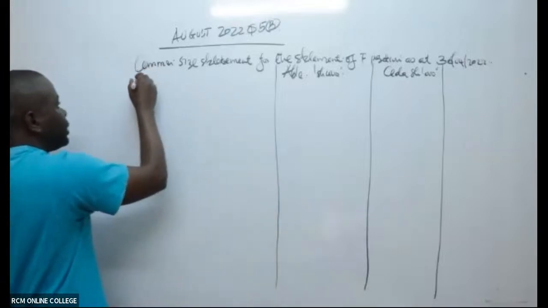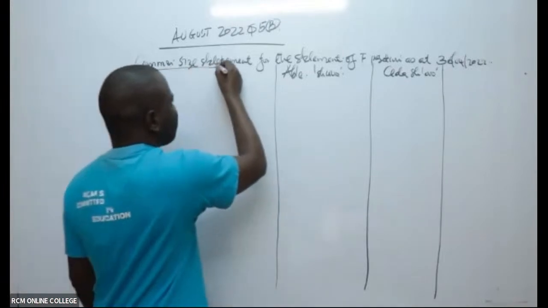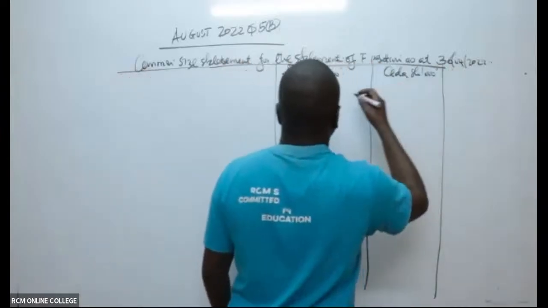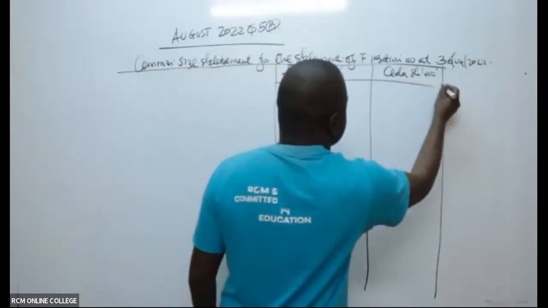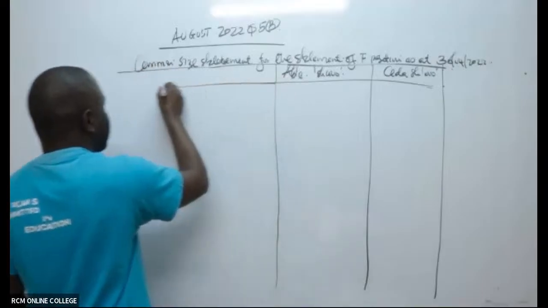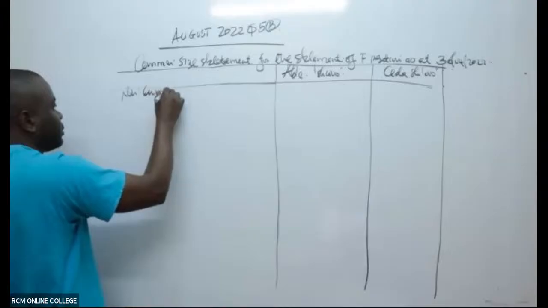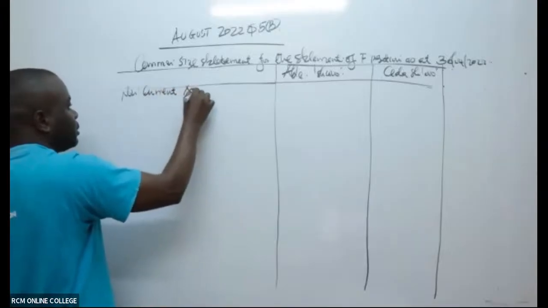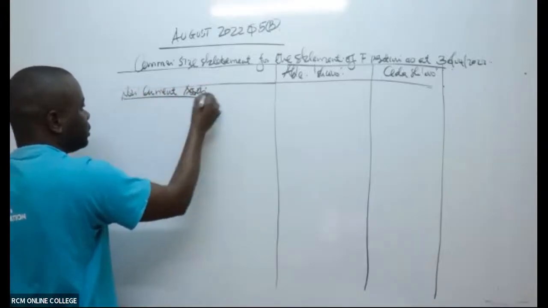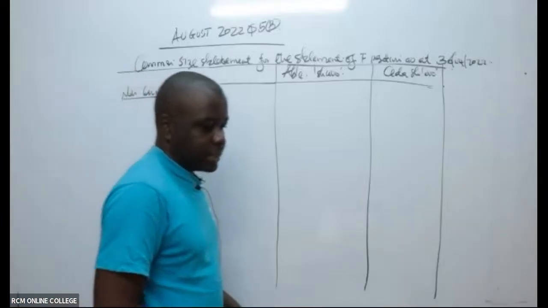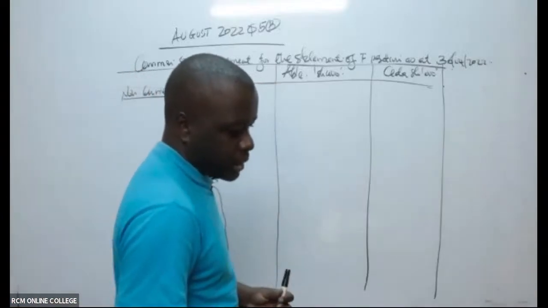You can start with the non-current assets. So the first item under the non-current assets is actually property.